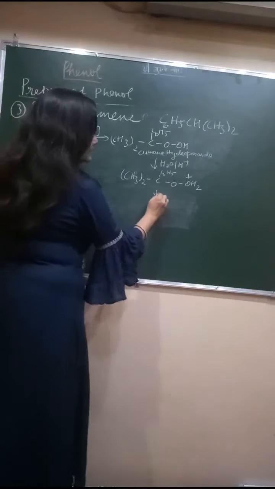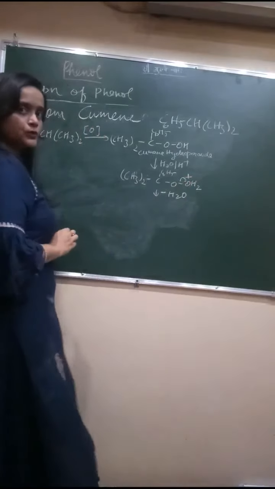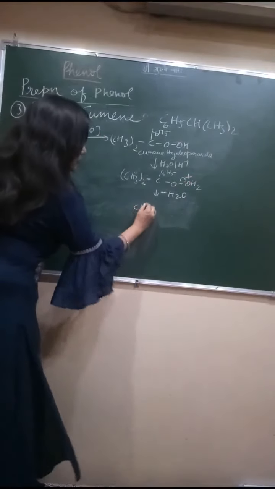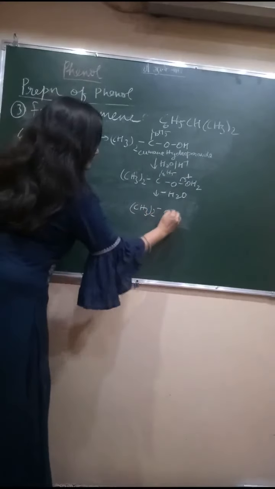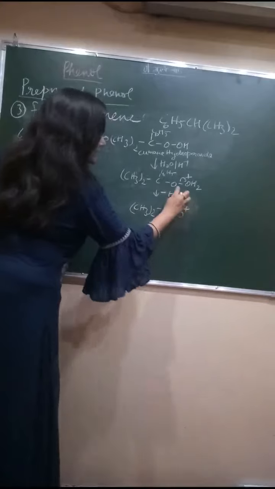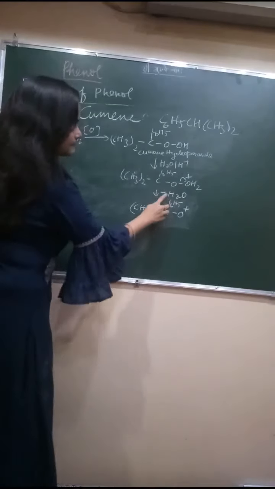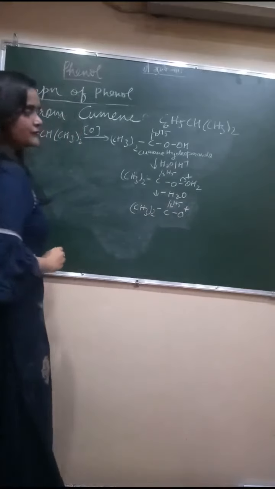Okay. Now in the next step, loss of a water molecule along with the lone pair of electrons will take place. Then what is formed is this. When the lone pair of electrons is removed with the water molecule, oxygen will get a positive charge.